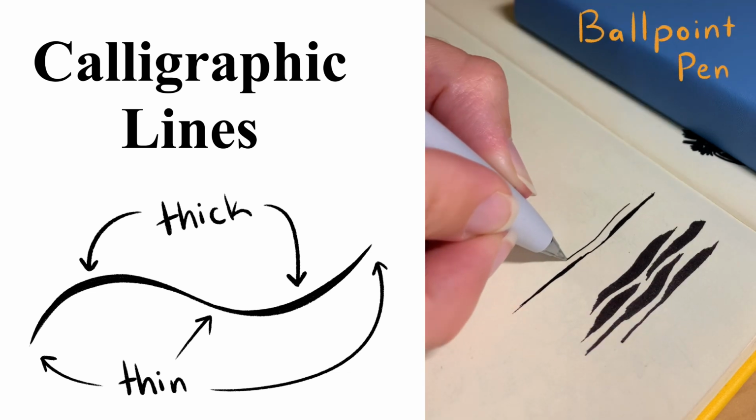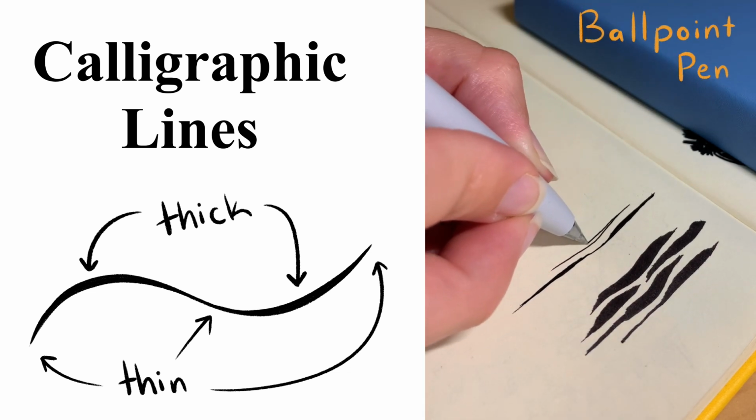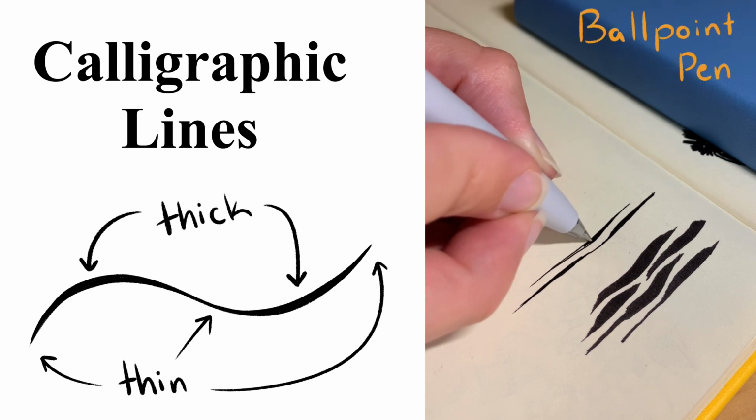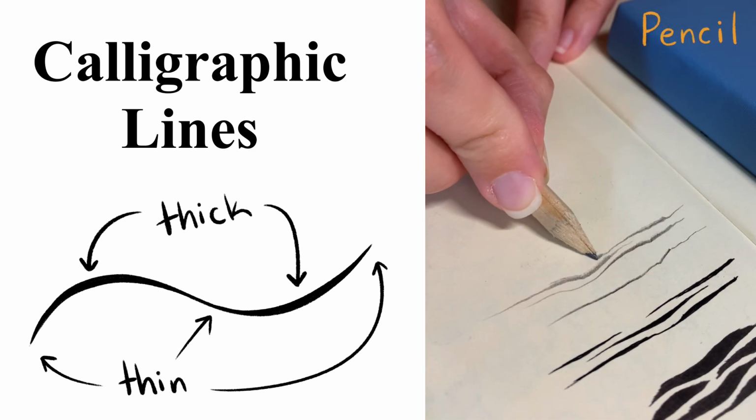achieve it. The simplest way to make a calligraphic line is to draw a line and then go back over and add areas of thickness. You can do the same thing with a wood pencil by adjusting the angle of the pencil when drawing.